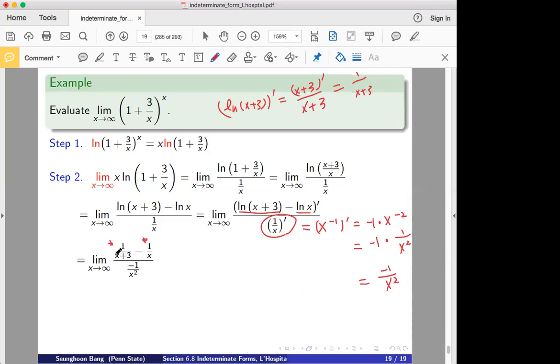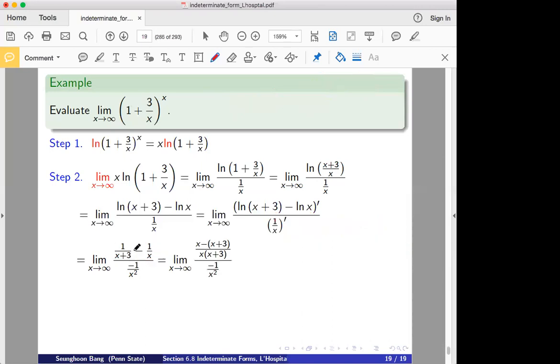The next tip: change the numerator into one fraction by using a common denominator. How can you find this? 1 over (x + 3) minus 1 over x. Multiply the first one by x over x, and the second one by (x + 3) over (x + 3), and combine. It is the same as (x minus (x + 3)) over x times (x + 3). So we have this result here.